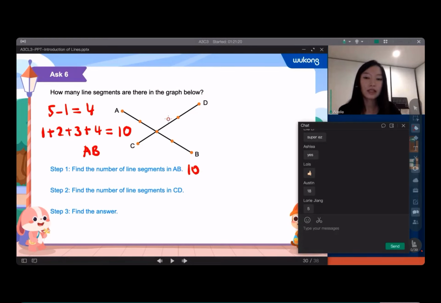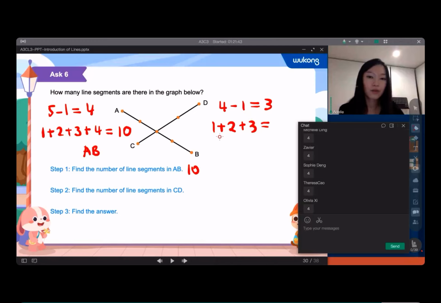And then let's look at CD. So how many endpoints do we have in CD? Or how many dots do we have in CD? Yeah, good job. We have 4. So we're going to use 4 minus 1, which will give us 3. Okay, and then we're going to add from 1 until we reach 3. So 1 plus 2 plus 3 will give us 6 segments in total. So we have 6 segments in CD. And then we're going to add them together. So 10 plus 6 is a total of 16 line segments.